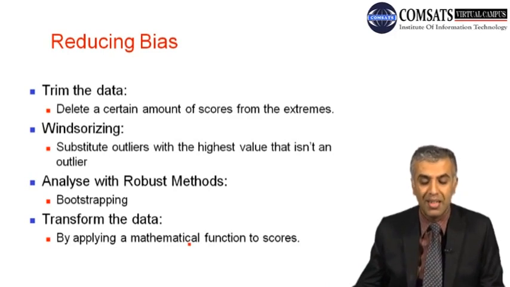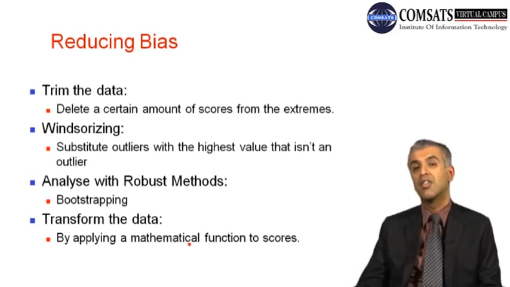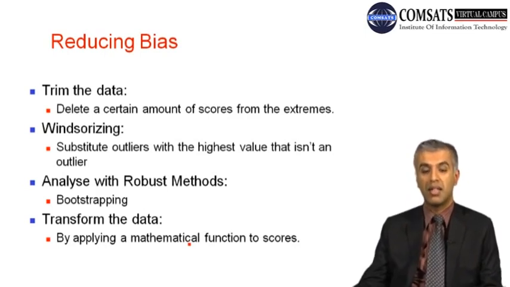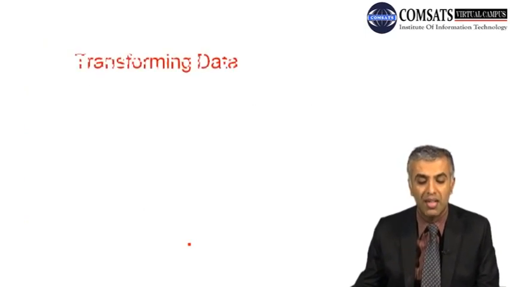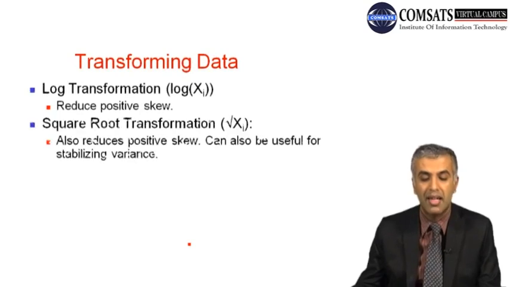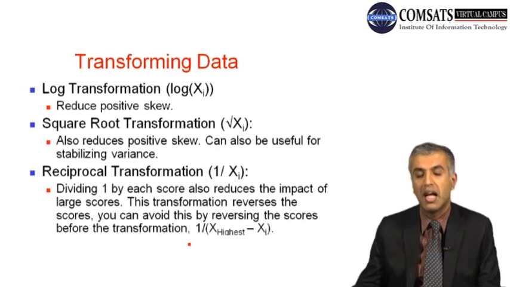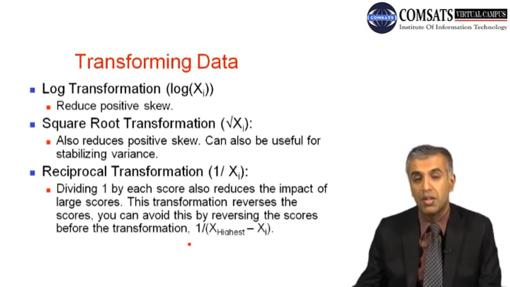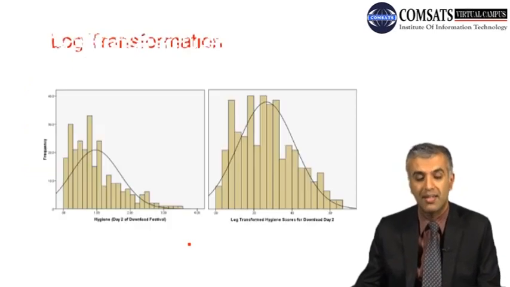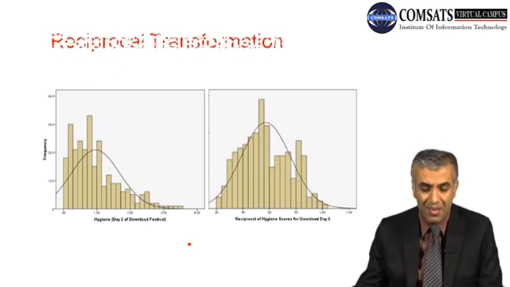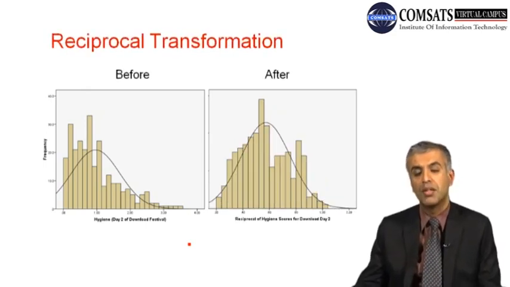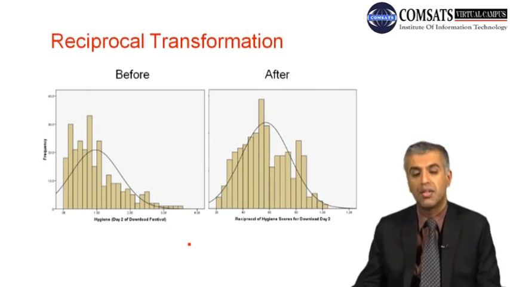We discussed trimming the data, winsorizing, analyzing with robust methods, and transforming the data. Based on that, we focused on how to reduce the bias. Then the case regarding data transformation was more important, and how different methods like log transformation, square root transformation, and reciprocal transformation can be used to transform the data. These are the different examples which we went through, log transformation or square root transformation, and how effective they are. Then we have reciprocal transformation here, regarding before and after.